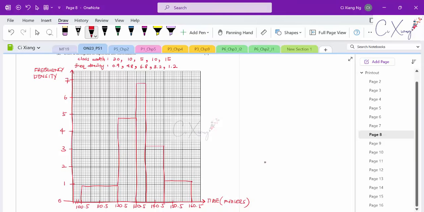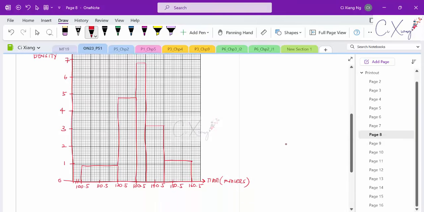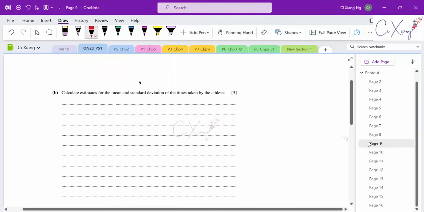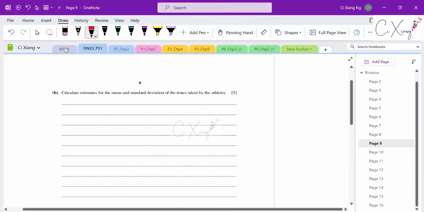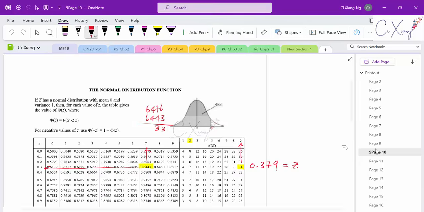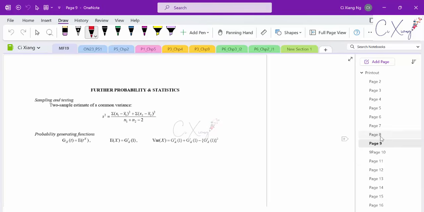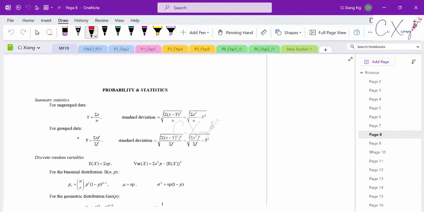Okay, right, so let's continue to part B. Alright, so for part B, they want us to calculate the mean and also the standard deviation of the time taken by the athletes. To calculate the mean and standard deviation, if you can't remember the formula, of course, it is provided in the formula booklet. So this is grouped data, right? So we have grouped data. So the mean formula and also the variance formula.